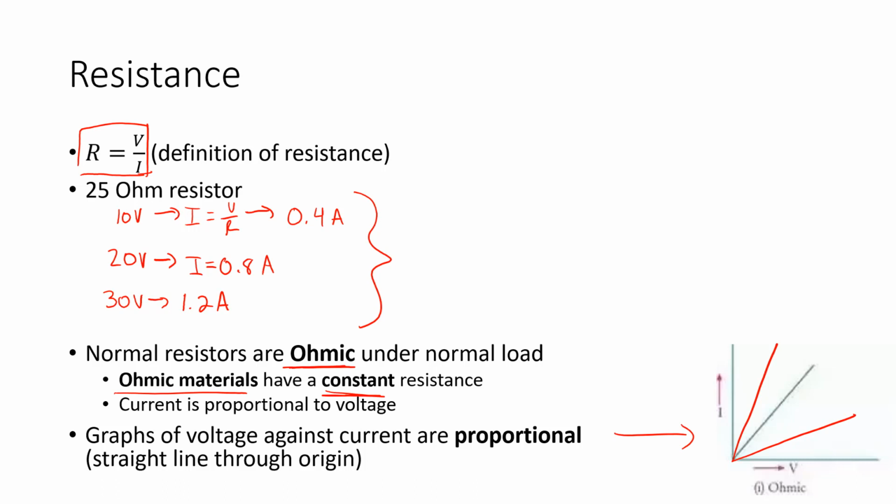Since resistance is voltage over current, if we have more voltage for the same current, that's going to be a higher resistance. So this would be a high R, this would be a low resistance for ohmic materials.